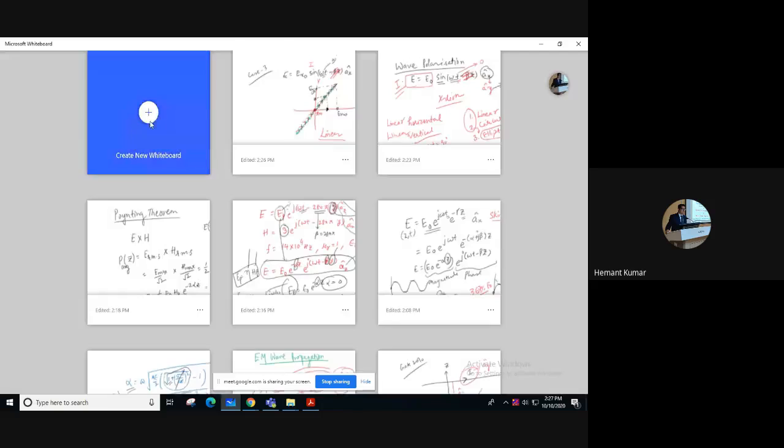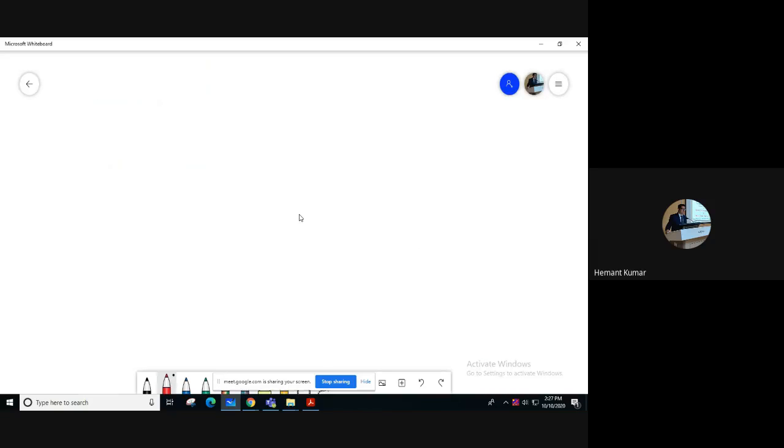Next case we will discuss is the circular polarization case. So for this case, case 4, suppose E is given as E naught sine(omega t minus beta z) Ax plus E naught cos(omega t minus beta z) Ay. So if you see, there is a phase difference.